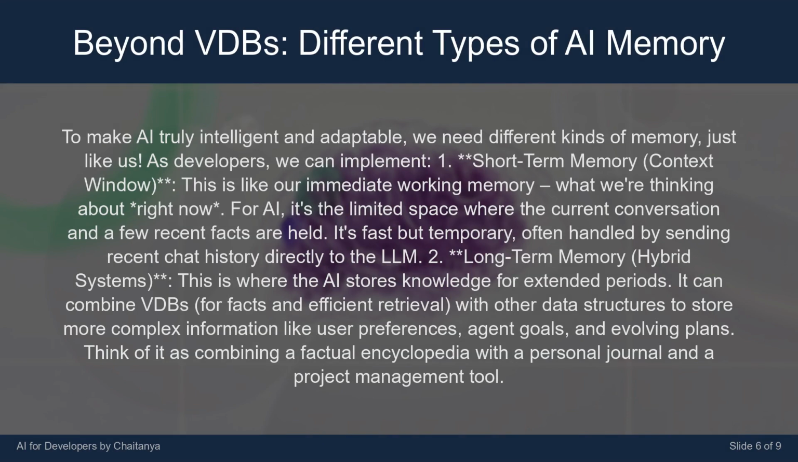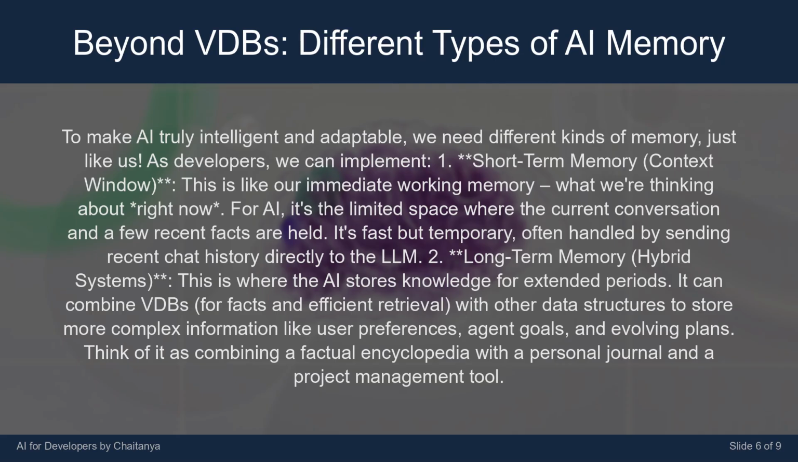To make AI truly intelligent and adaptable, we need different kinds of memory. Just like us, as developers, we can implement: 1. Short-term memory, context window. This is like our immediate working memory, what we're thinking about right now. For AI, it's the limited space where the current conversation and a few recent facts are held. It's fast but temporary, often handled by sending recent chat history directly to the LLM.